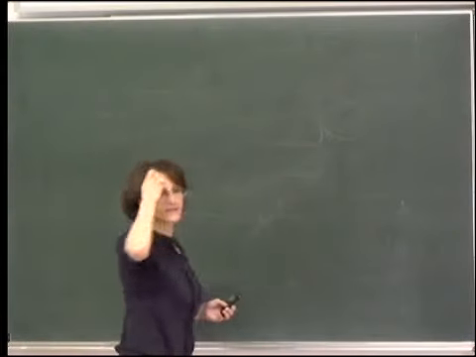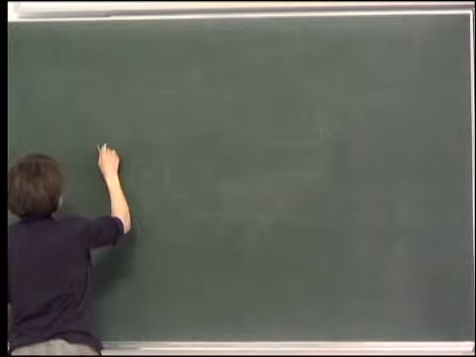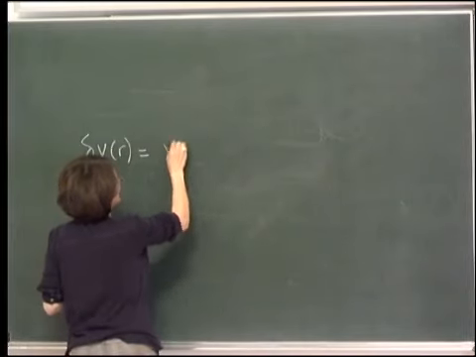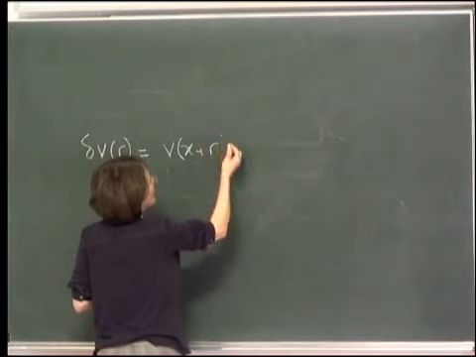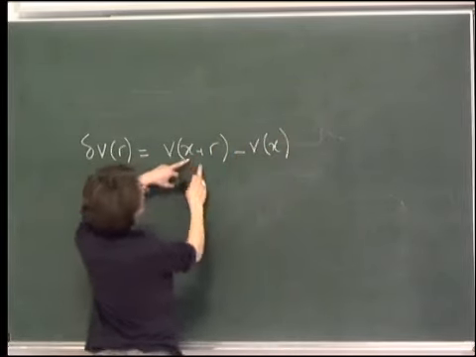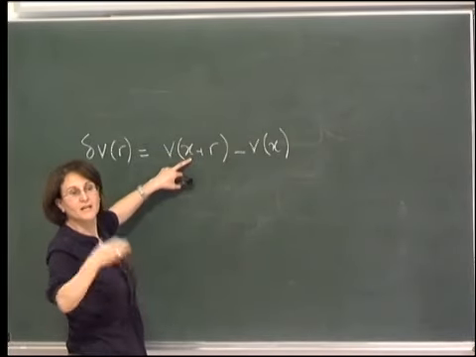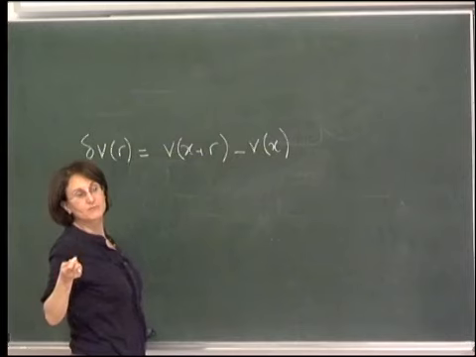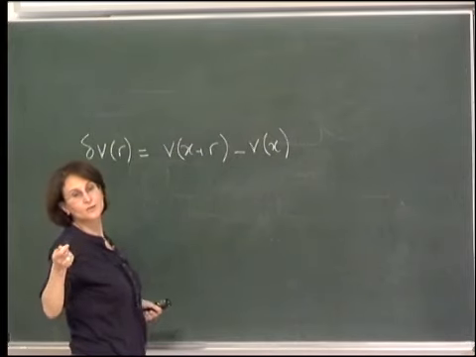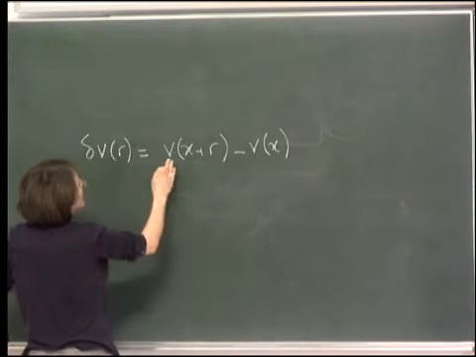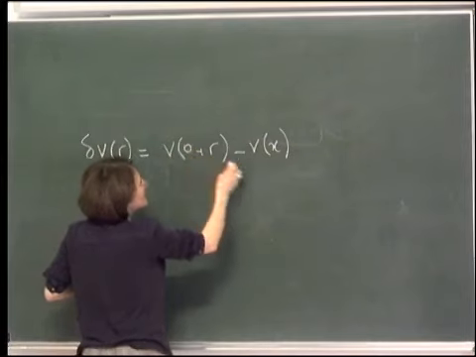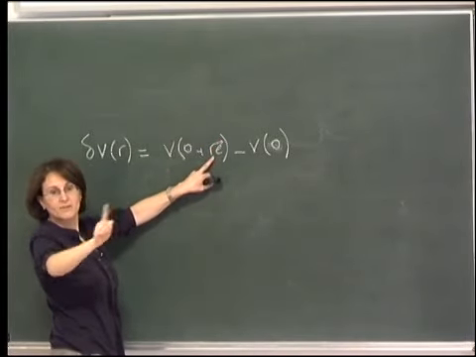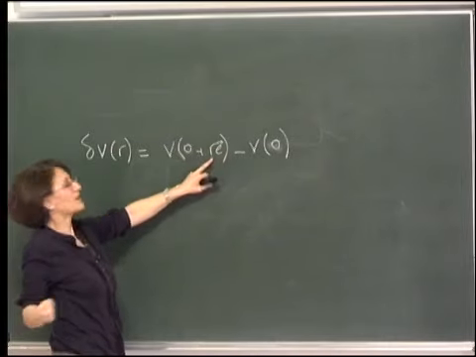Now let me show you what I mean by these averages. This delta V_r is nothing else than the variation, V(x+r) minus V(x). But I can take x equal to 0 because I am using the fact that the fluid is homogeneous. On top of that, I am using the fact that it is isotropic, so the directions are not important. This means that I have the same intensity in each direction.